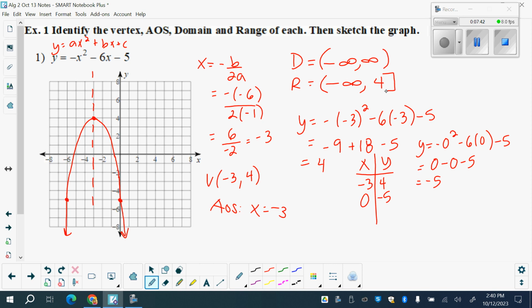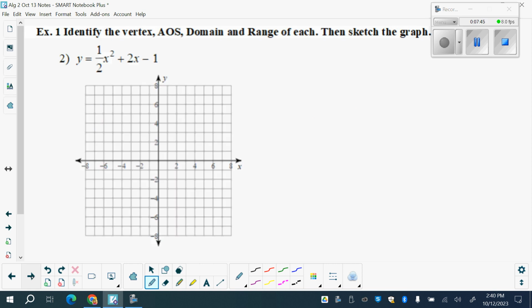Okay, let's move on to the next one. Again, we're going to start with our formula for finding the x value, which is x equals negative b over 2a.